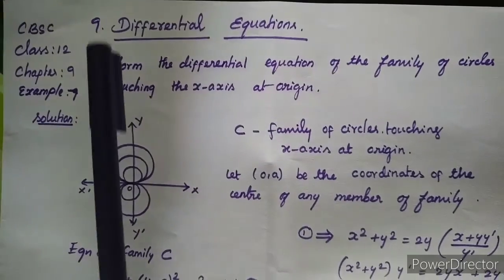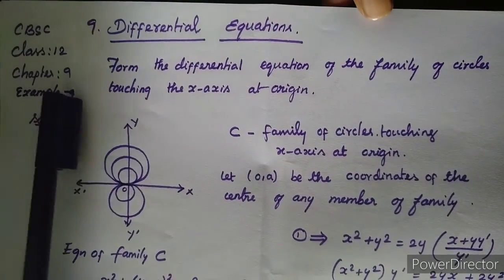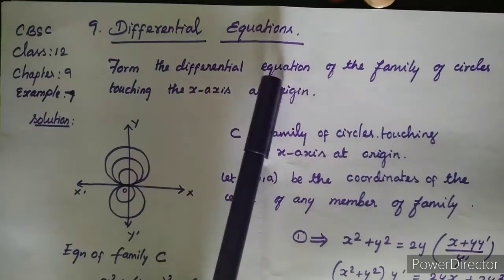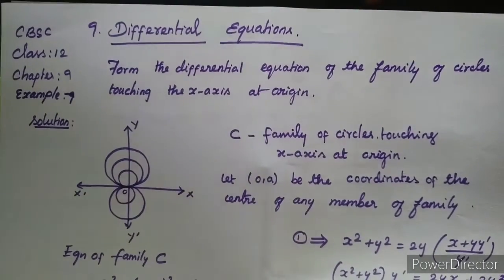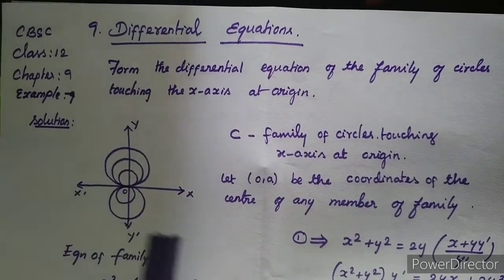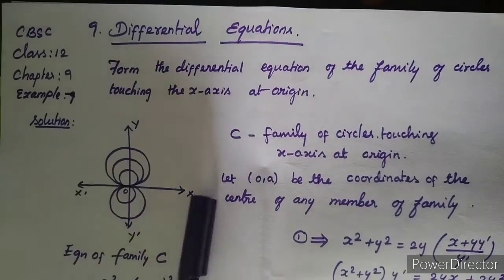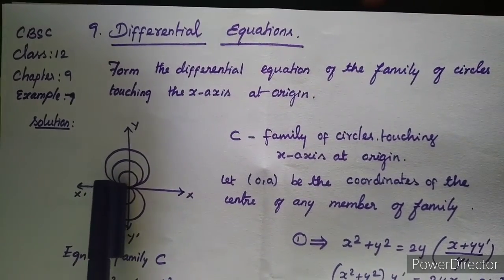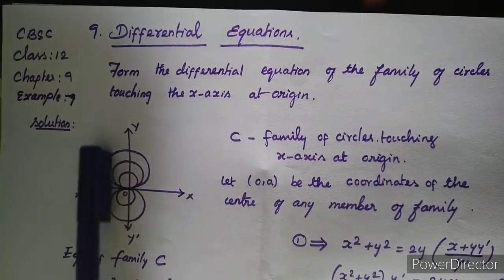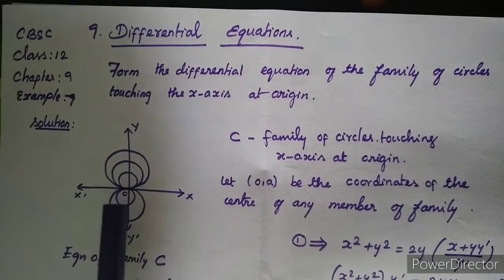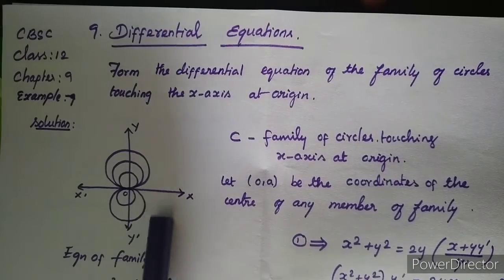Now this is chapter number 9, problem number 7. Form the differential equation of the family of circles touching the x-axis at the origin. So note the diagram, it's just a rough diagram. There are many circles, I will consider a few. Here this circle touches the origin. So we can draw many circles, not only this one, we can draw many circles touching the origin.